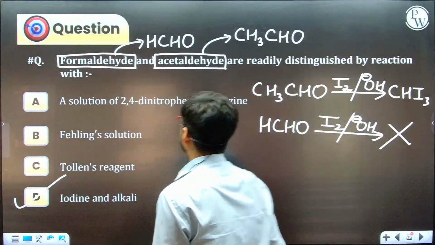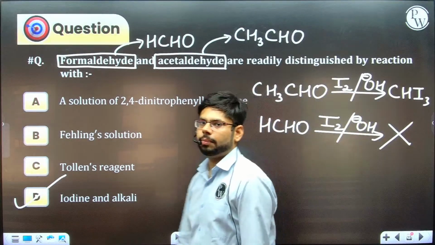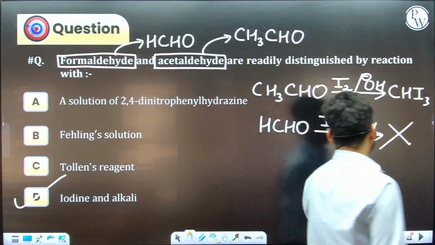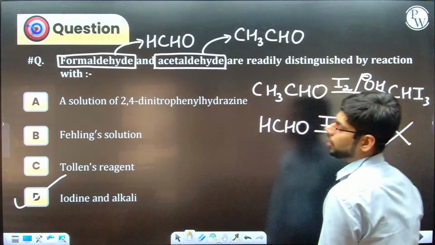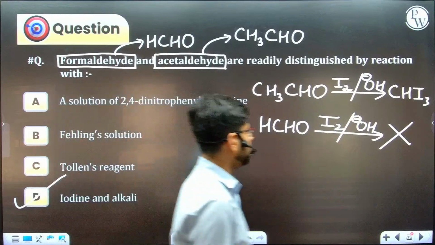See, the only aldehyde which produces iodoform when treated with I2 in basic medium is CH3CHO. No other aldehyde will undergo the reaction to form iodoform. CHI3 is iodoform, that is a yellow precipitate.